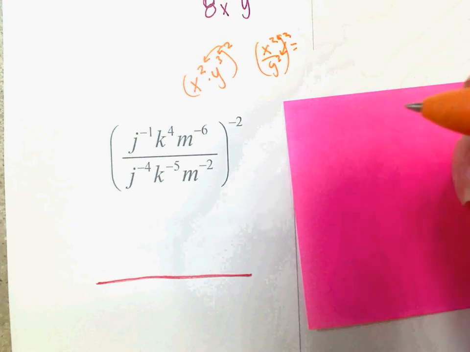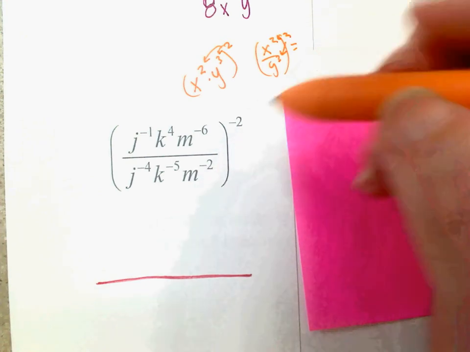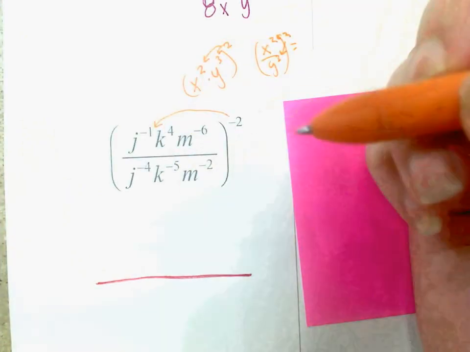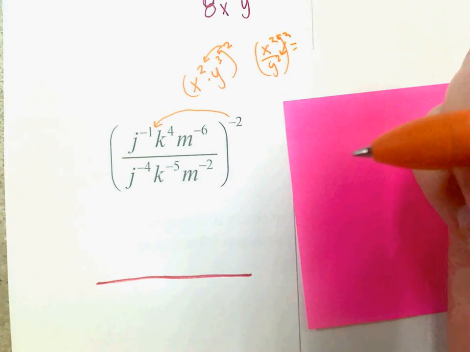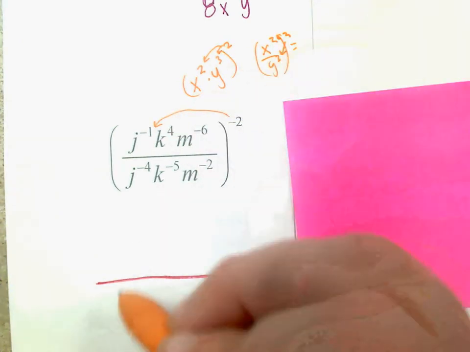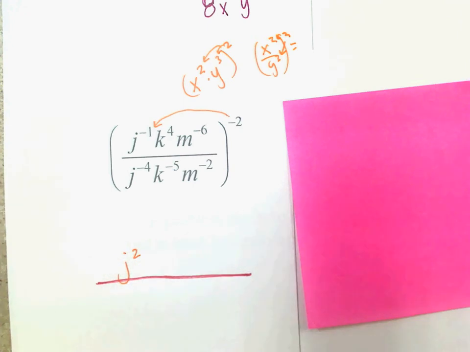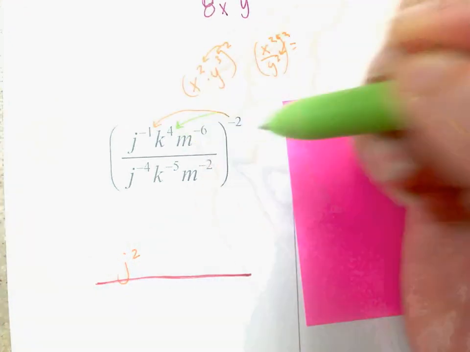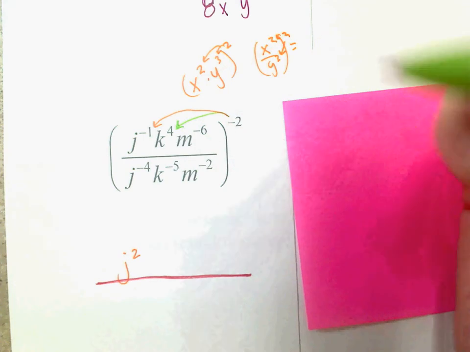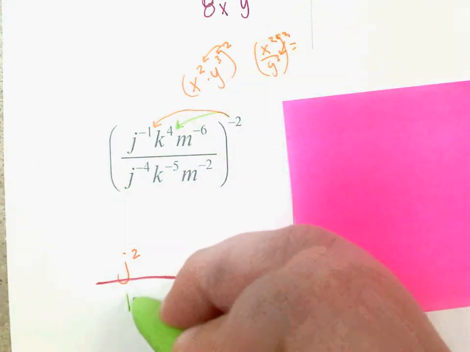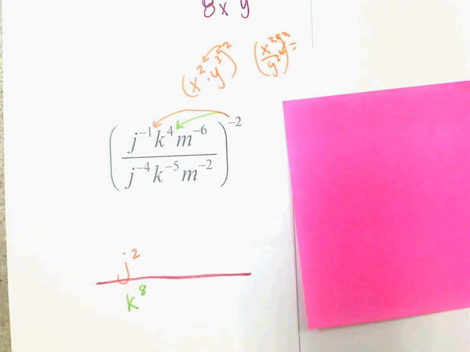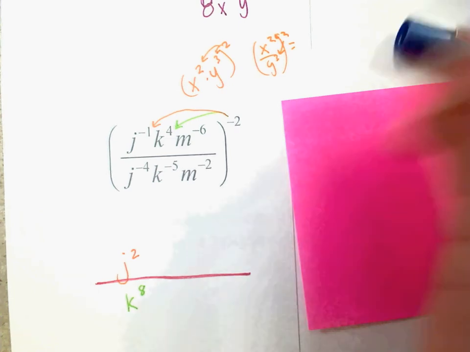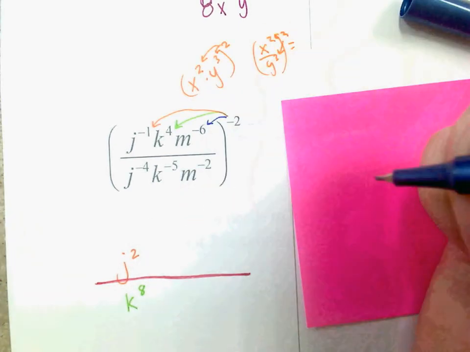So that becomes j to the positive 2, because it's negative 1 times negative 2. So that will now stay in the numerator. K to the 4 to the negative 2 means k to the negative 8th, which means it's just k to the 8th in the denominator. M to the negative 6 to the negative 2nd is just m to the 12th, which is positive, so it stays in the numerator.